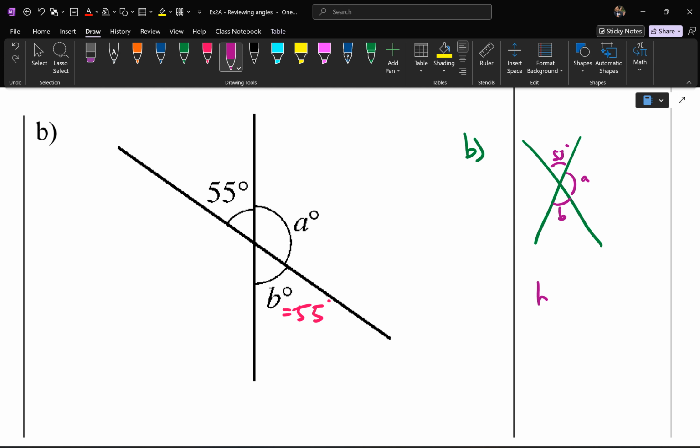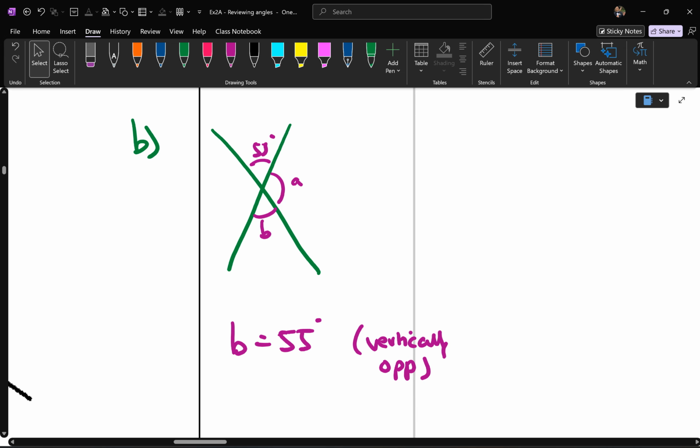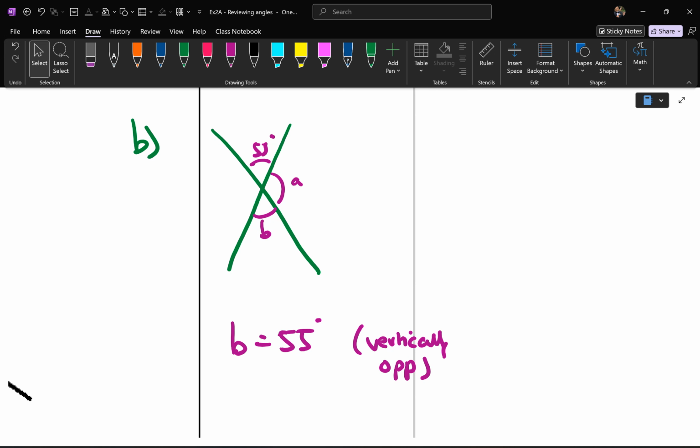So the logic here is B is equal to 55 degrees because it is vertically opposite. Or you could do VA for vertically opposite. But I need to see a reasoning to your diagram. Because when you go back and revise on it, you can look back at this problem even after months later. You can look back and go, oh, yep. Oh, that's right. It's vertically opposite. That's why I knew it was 55. Okay, so whatever reasoning you come up with. There's obviously other ways to get B equals 55 as well.